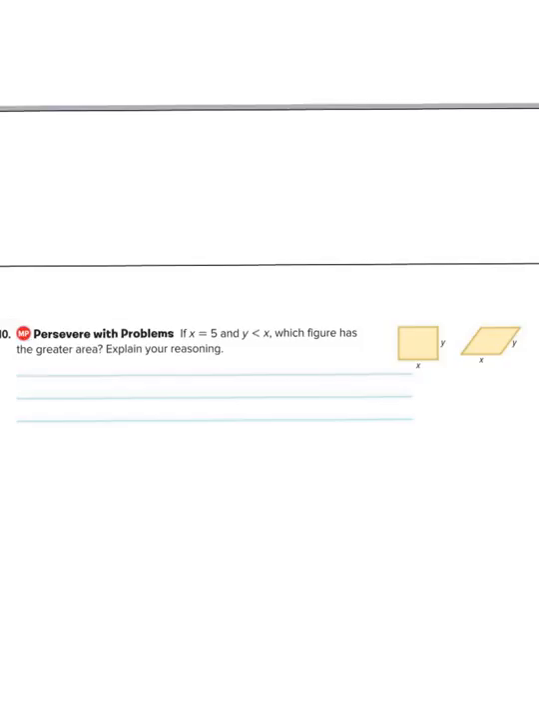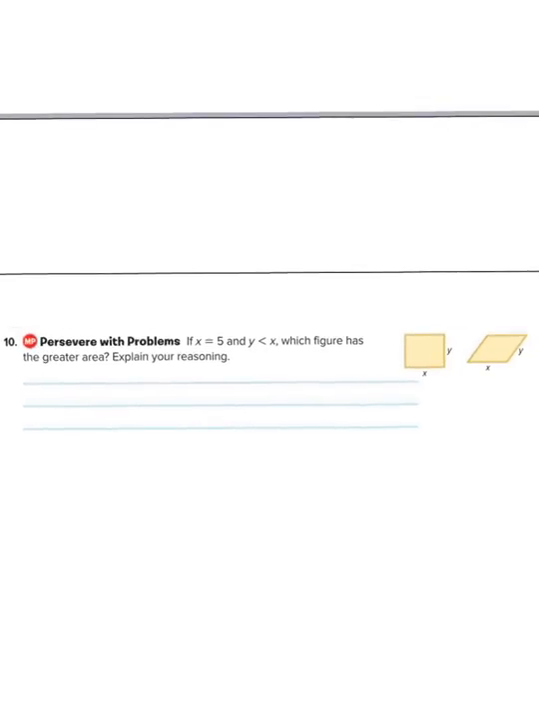All right, so this is a kind of interesting question. It says, persevere with problems. If x is equal to 5, so if you look here, you have an x here, and an x on the parallelogram as well. So it says x is equal to 5 and y is less than x. Which figure has a greater area?